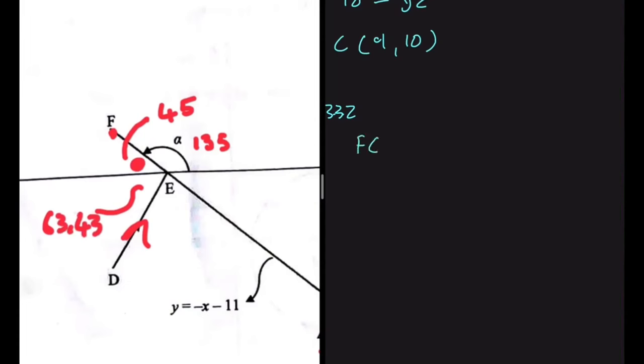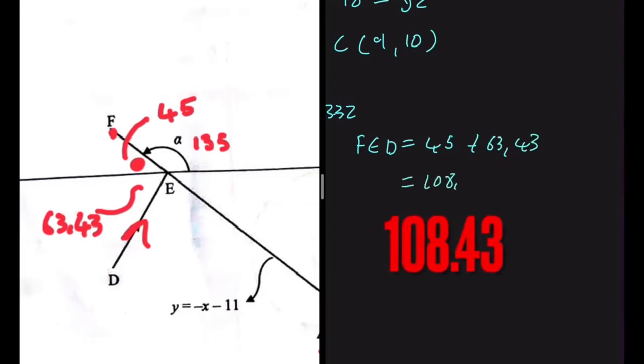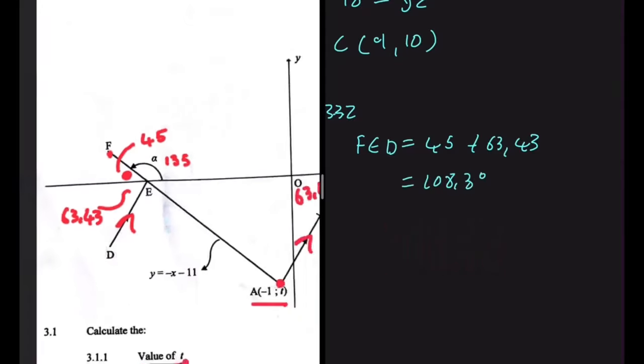So now we're done. We can say that FED is equal to 45 plus 63.43. I'm getting 108.3 degrees, and that is FED.